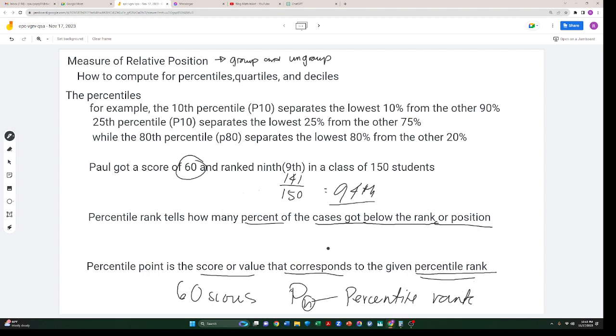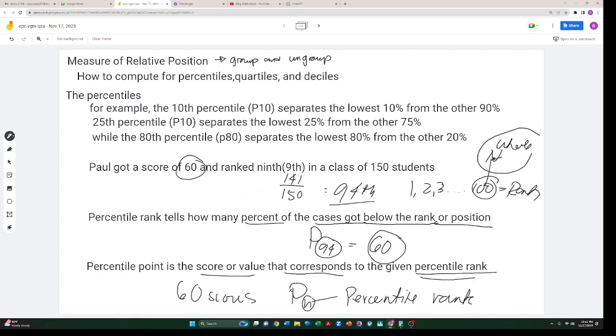Thus, in the example, P94 is equal to a score of 60. I got a 94 percentile rank out of 100 ranks, 1 to 100. Percentile ranks go 1, 2, 3, 4, 5, and so on to 100, because 100 represents the whole population that took the exam, or whatever kind of exam they took.